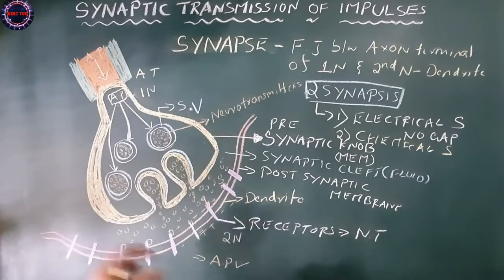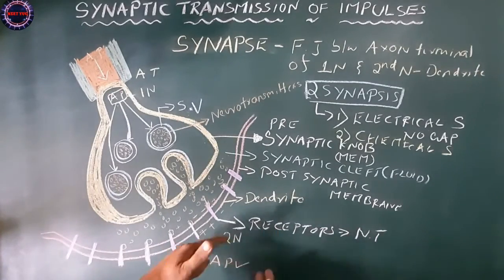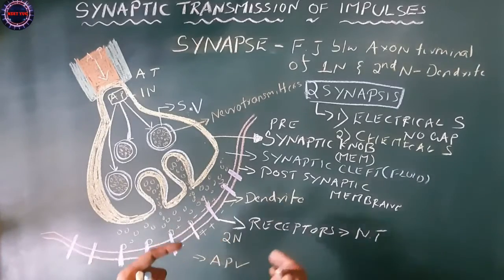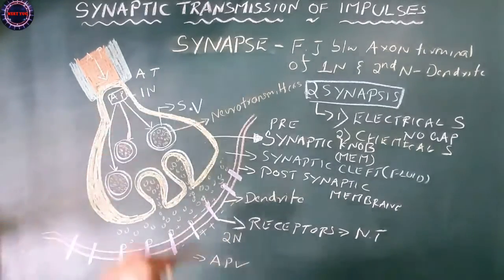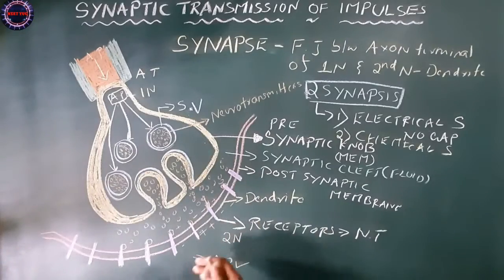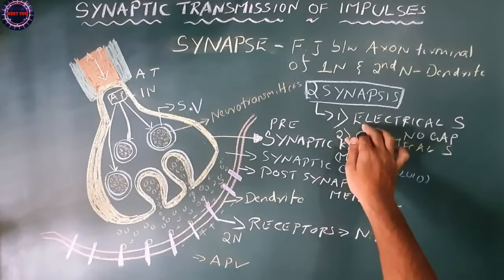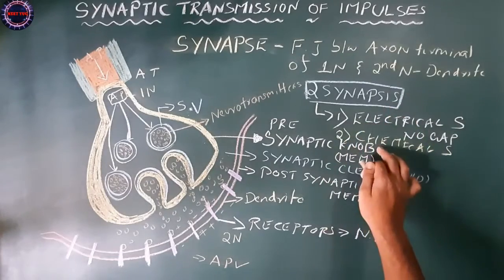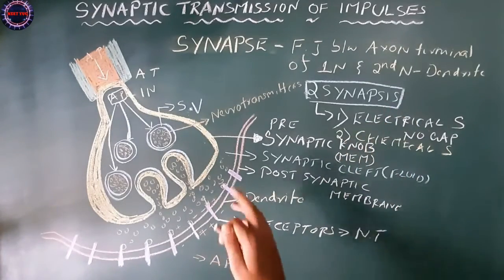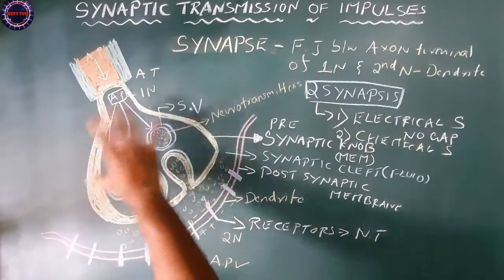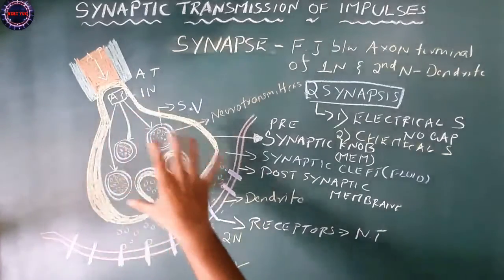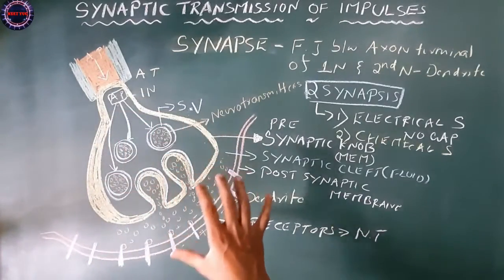When it reaches the end of this neuron, the synaptic knob, the same mechanism is seen again. This is normally seen in human beings and it's a bit slower. This is very, very important. Electrical synapse is very rare in human beings, whereas chemical synapse is very common. This is a very important point, and you need to know how to label this diagram. It is very important for your competitive examination.